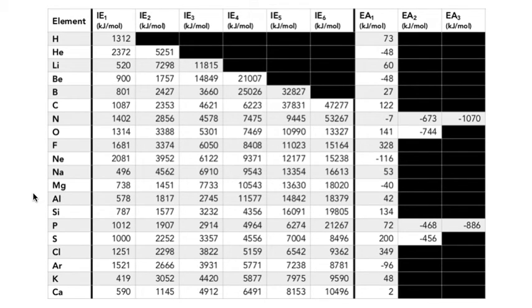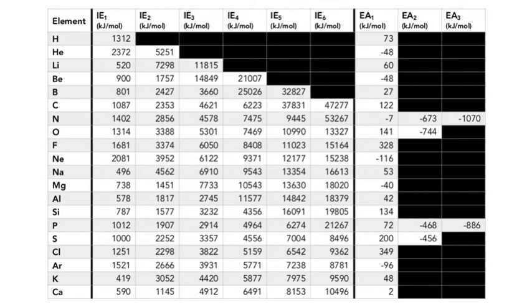This video will focus on applying periodic trends in order to solve for a particular change in energy for a given process. So let's begin. You will need to have this handy reference sheet for our elements, including the first, second, third, fourth, fifth, and sixth ionization energies, as well as several electron affinities for these elements.